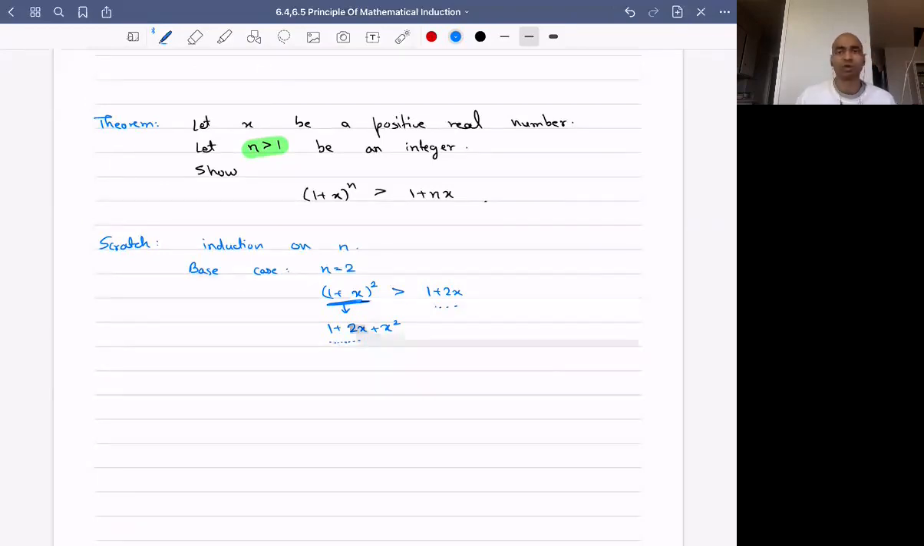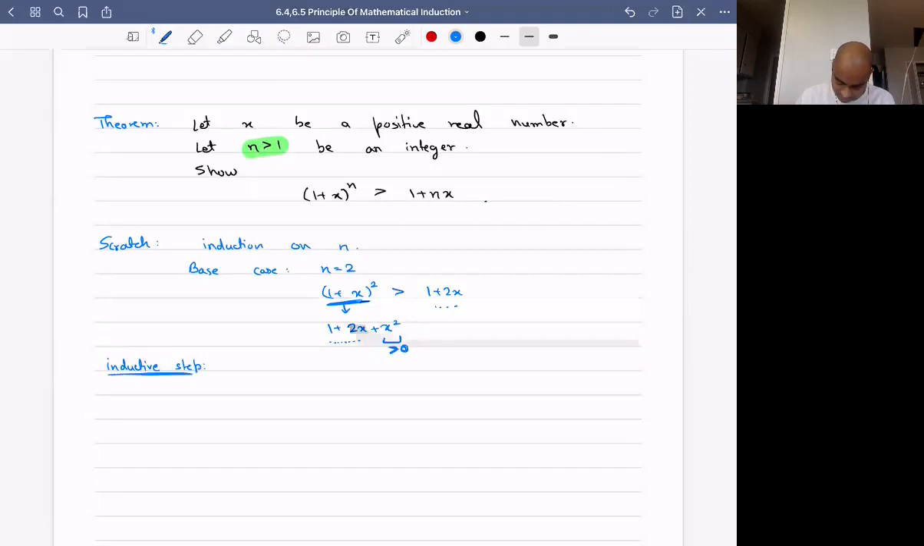My left-hand side is 1 + 2x + x^2, and x^2 I know is positive. And so the whole statement is going to be true because the left-hand side is the right-hand side plus something which is positive. And of course, I'll do this more systematically when I do the actual proof. So the scratch work seems to say the base case is fine. Now let's go to the inductive step.